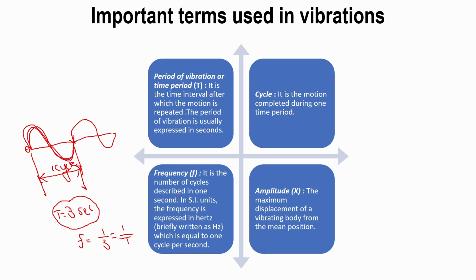Amplitude, the maximum displacement. You can see this distance is nothing but the amplitude in positive direction, and this is amplitude in the negative direction. So this is the amplitude, that is the displacement from the mean position. What is the position that we have shown over here? This is the mean position. So this horizontal line which we have drawn is the mean position. So these are the various important terms which are to be considered in vibrations.